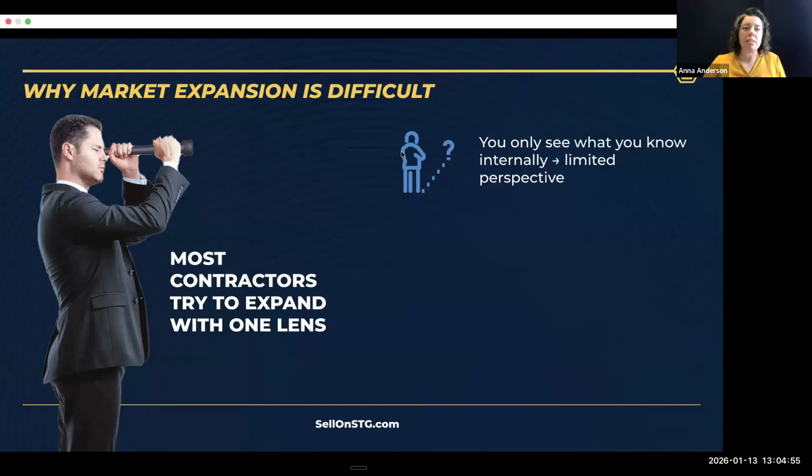All good. One of the key things when you look at why market expansion is difficult is that you see through the lens of the data that you have access to. So we're going to speak to how to shift that and how to transition from a gut feeling into a stable, data-driven decision.